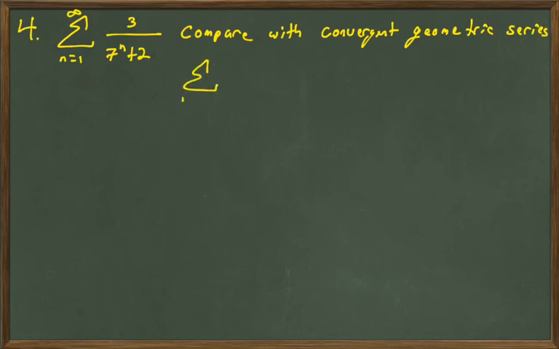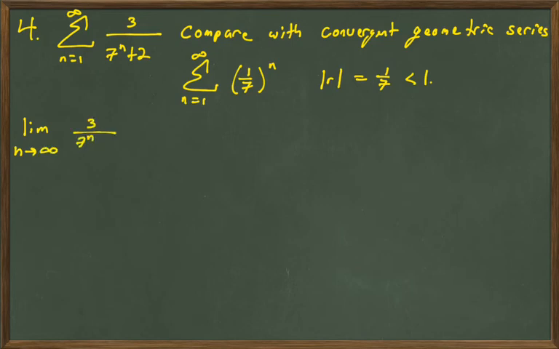The sum from n equals 1 to infinity of 1/7 to the n has a common ratio with absolute value 1/7, which is less than 1, and that's the condition for a convergent geometric series. Okay, so we're going to look at the limit as n goes to infinity of 3 over 7 to the n plus 2, divided by 1 over 7 to the nth power.